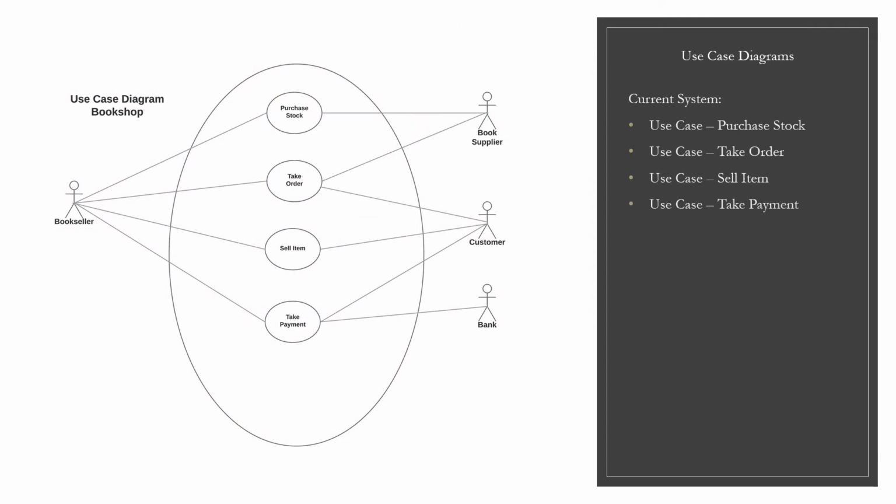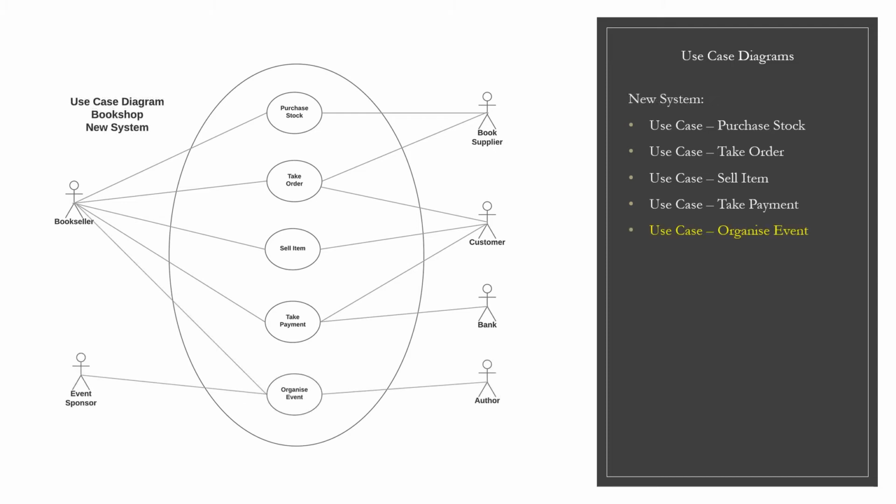We can take forward the requirements shown on the current system use case diagram and then add in any new requirements to the diagram. The requirement organise event can be shown as an additional use case on the diagram, as you can see here.